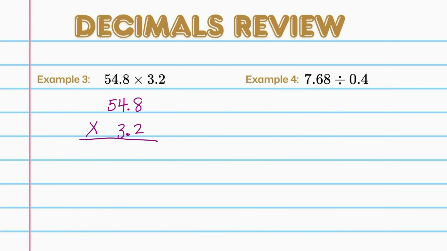So when I multiply, I have 2 times 8, which is 16. 2 times 4, which is 8, plus 1 is 9. 2 times 5 is 10. We're going to do the same thing with the 3 here. So 3 times 8 is 24. 3 times 4 is 12. 12 plus 2 is 14. And then 3 times 5 is 15, plus 1 is 16.